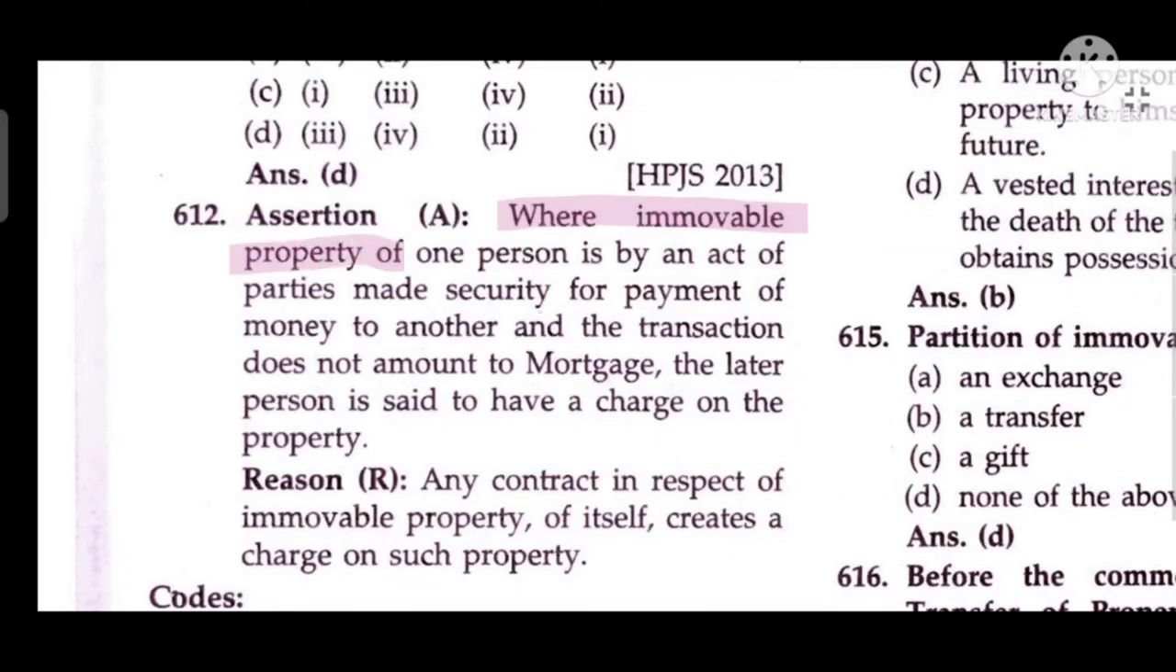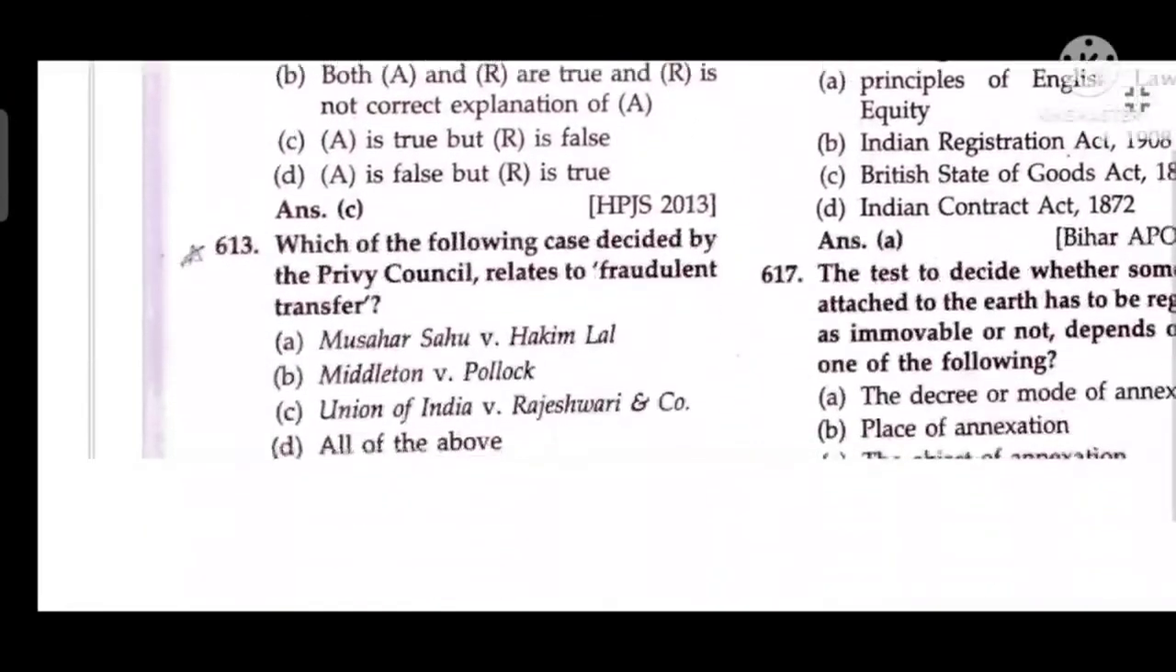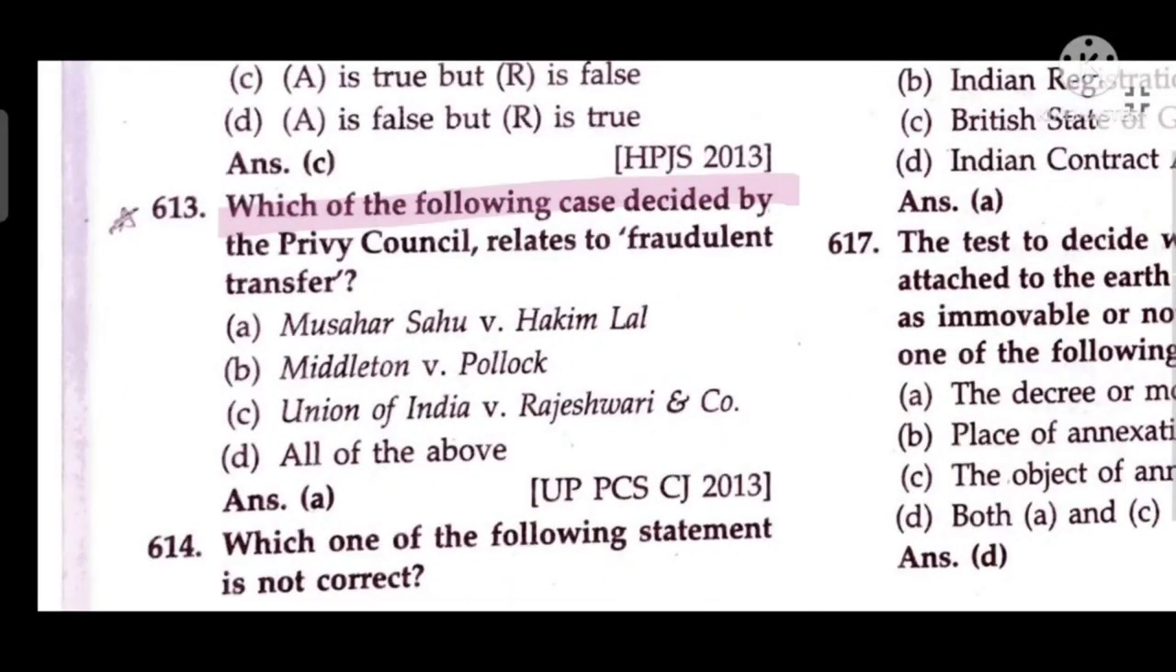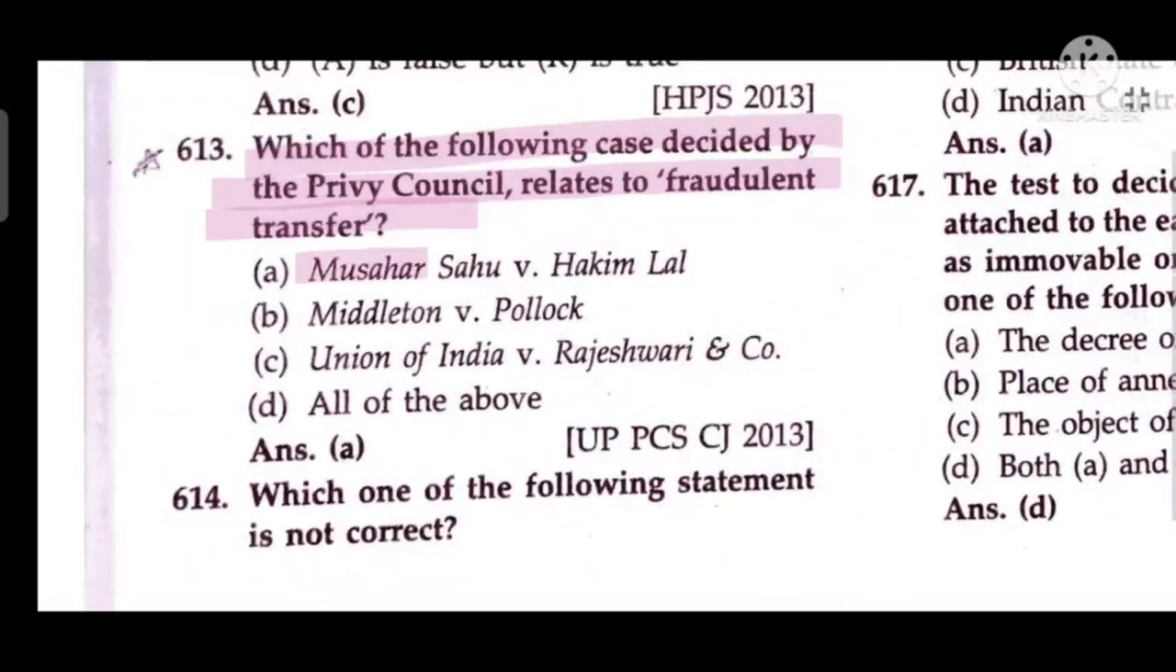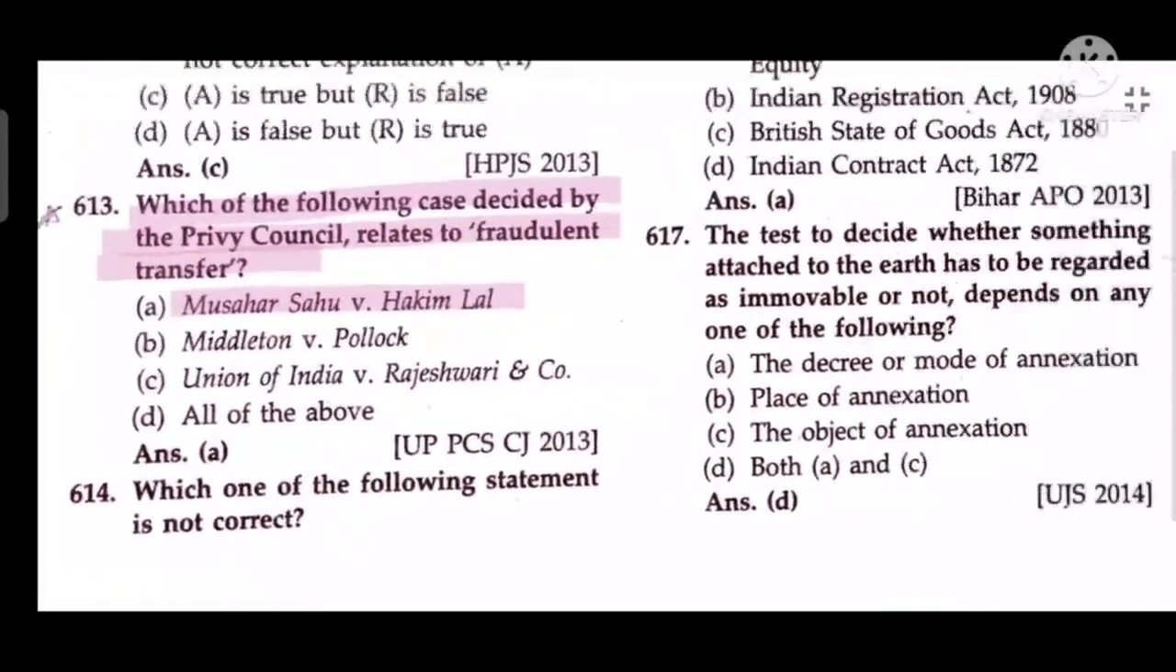Where immovable property of a person is by act of party made security for the payment of money to another and the transaction does not amount to a mortgage, the latter person is said to have a charge on the property. Which one of the following was decided by the Privy Council related to fraudulent transfer? Musahar Sahu versus Hakim Lal.